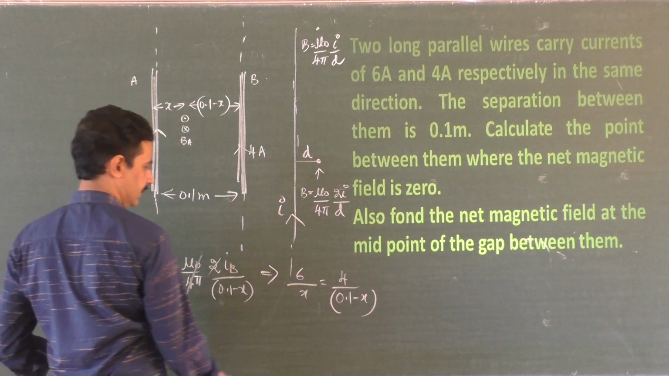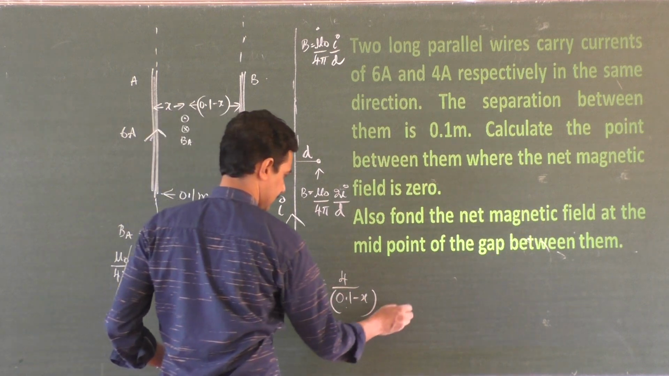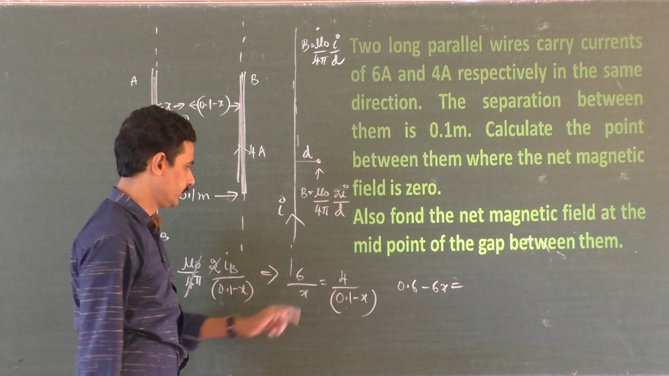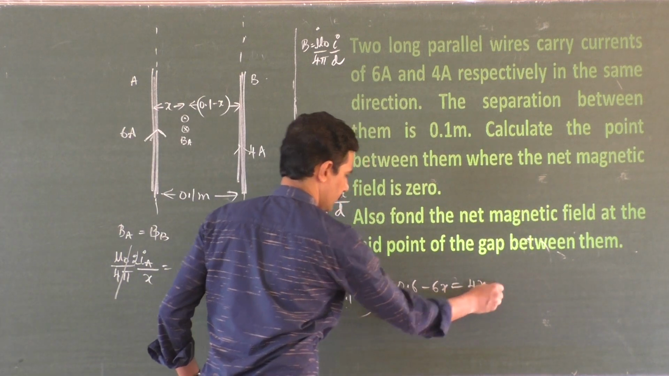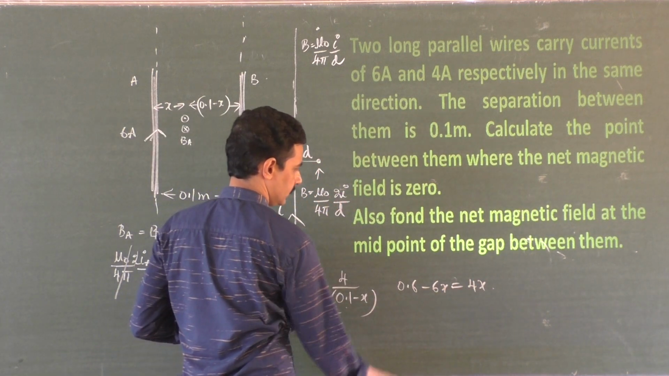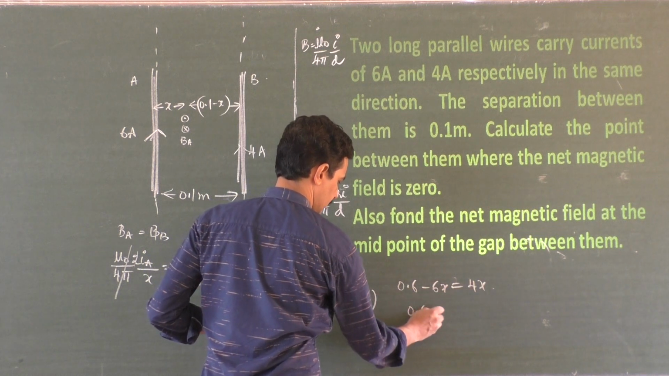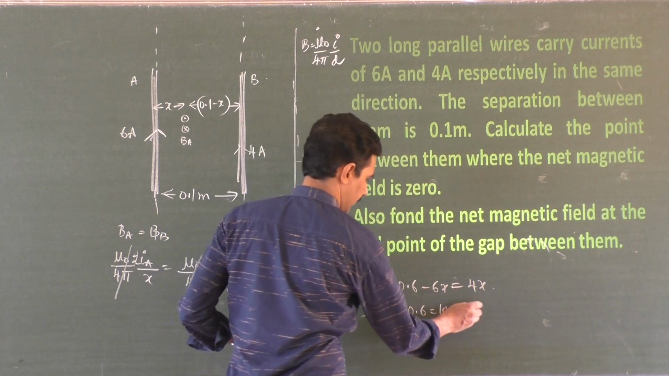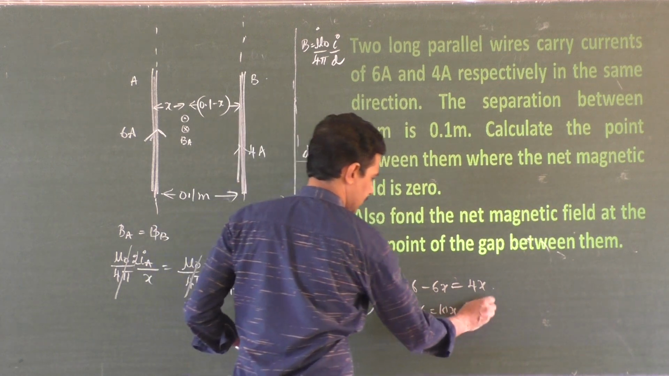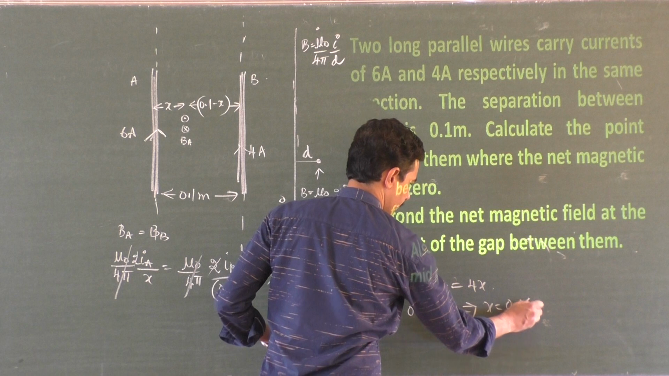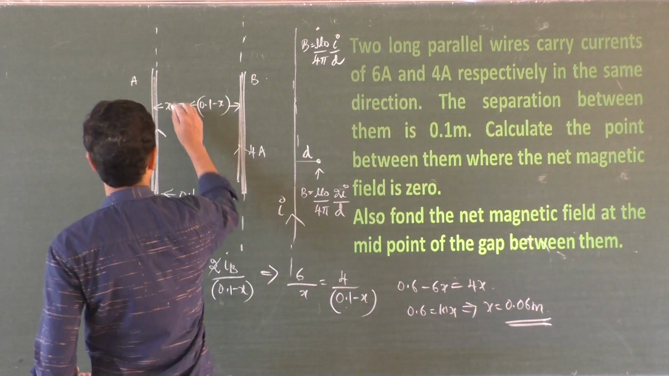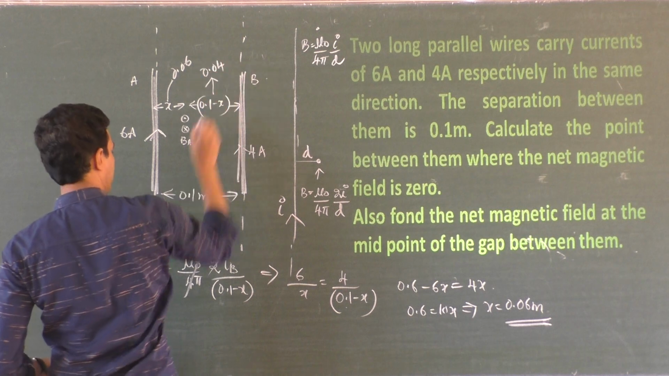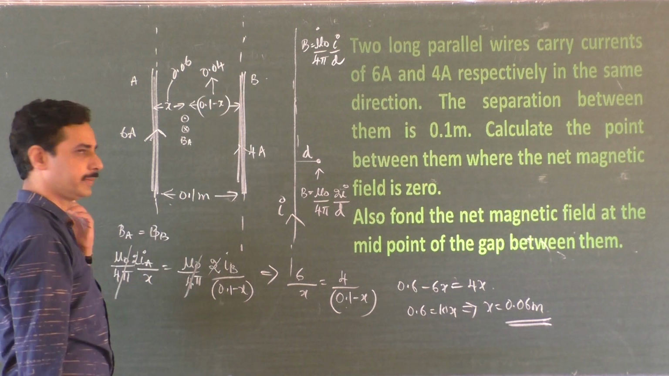So cross multiply: 0.6 minus 6X is equal to 4X. Okay, then what I can do, this is 10X. 0.6 is equal to 10X. So that implies X equal to 0.06. So from here 0.06 and here 0.04. Totally it is 0.1. Now can't you do this by a shortcut method?